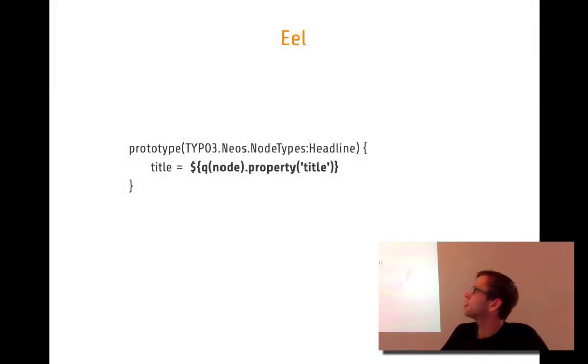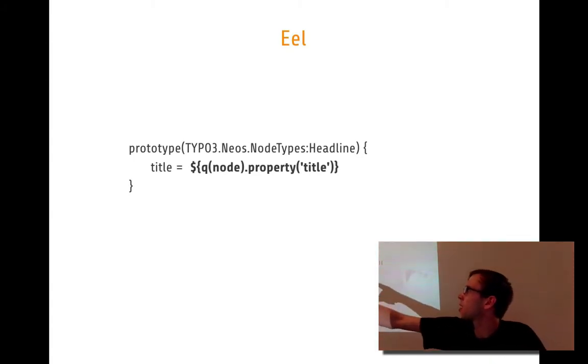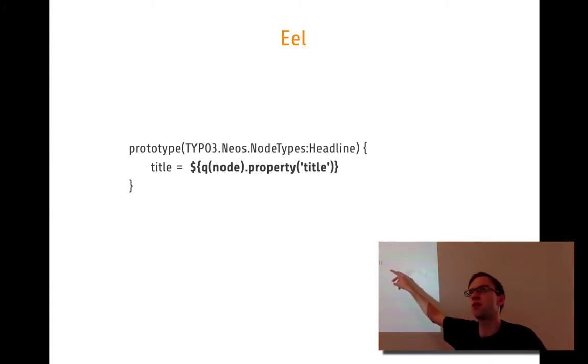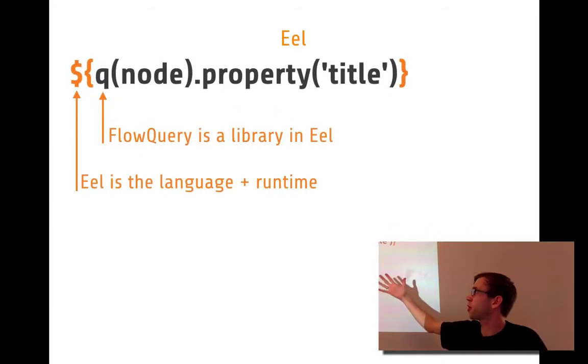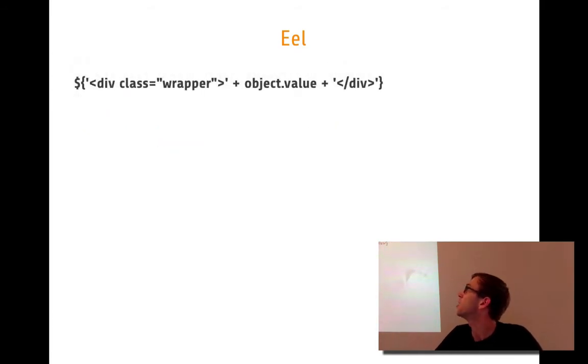And Eel is always used when you come across these dollar curly brace something notation here, right? So this is an Eel expression because it's dollar curly brace and ends with curly brace. And inside, everything which starts with the Q is then just like the jQuery, like the dollar function. It basically means query the node and then access a certain property. So this Q node property title is actually flow query.